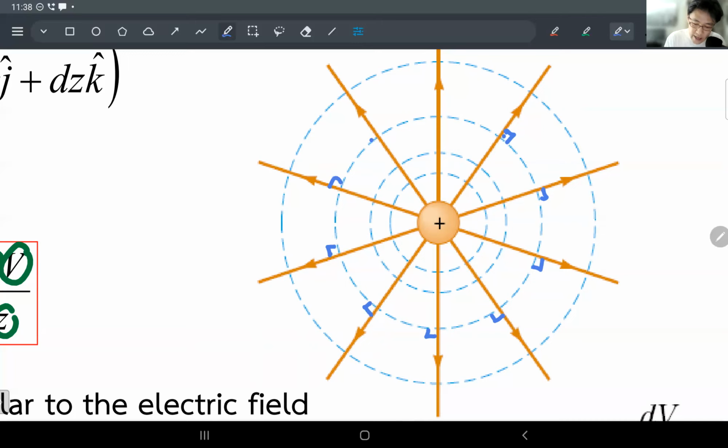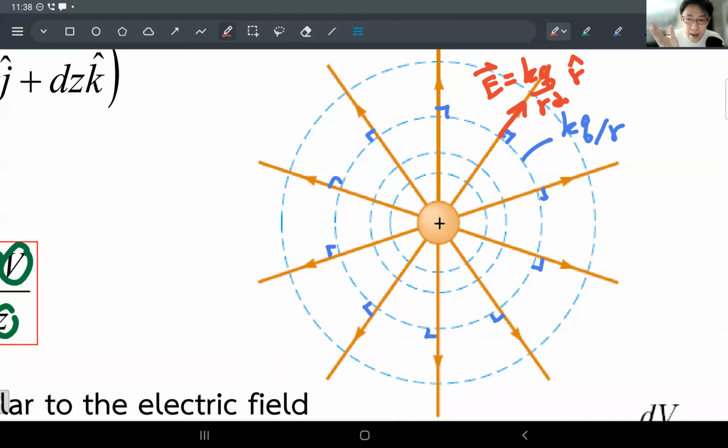So that's why the layer of this one will give you a sphere. And what is this sphere? It's KQ over R. Does that make sense? While the electric field at each point is KQ over R squared, R hat. See that? So the electric field from a point charge points perpendicularly to the contour line that's generated from the potential, KQ over R. Okay.